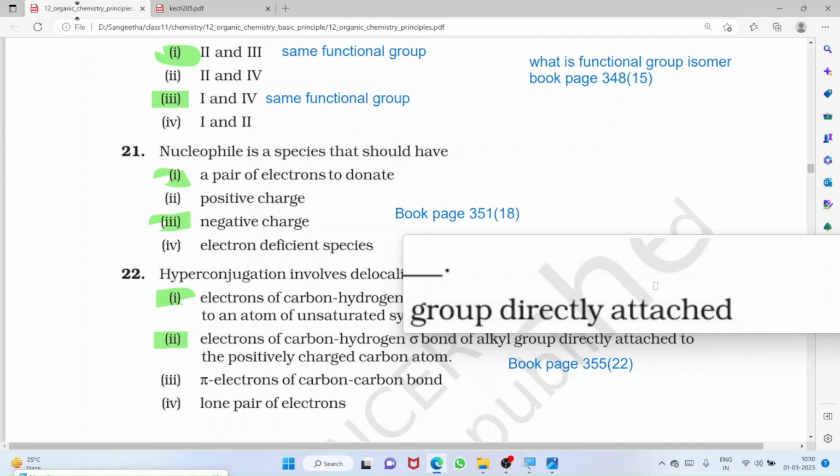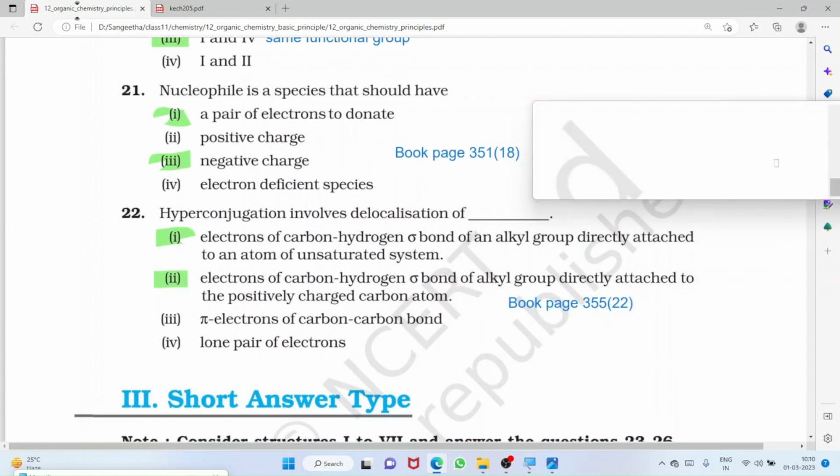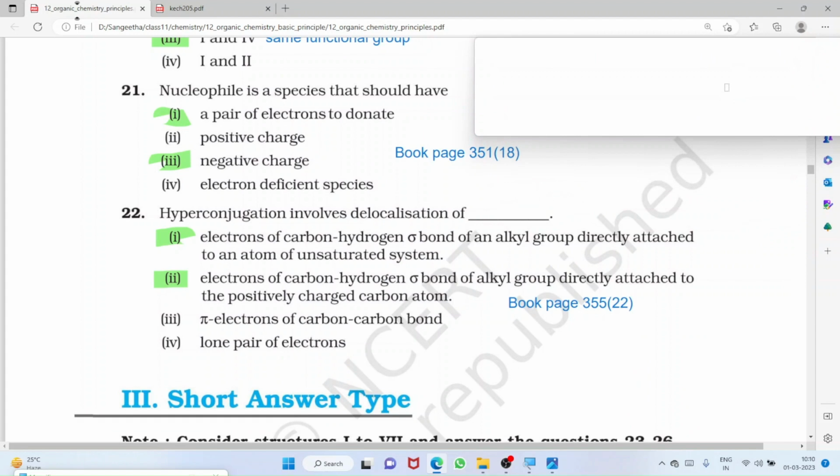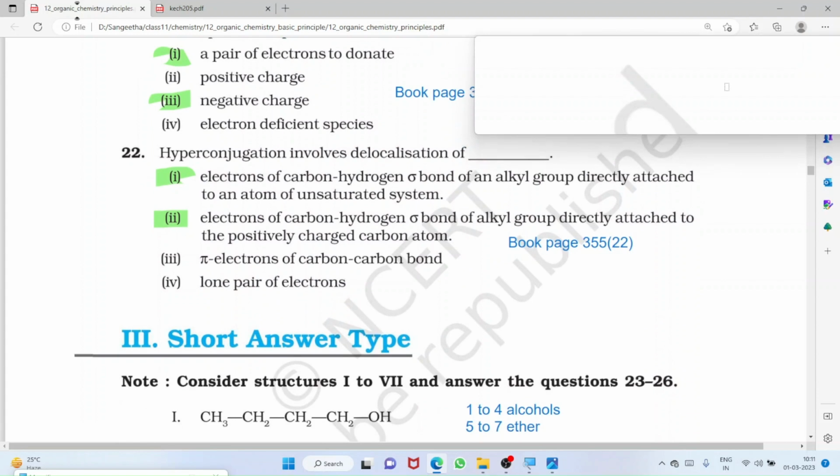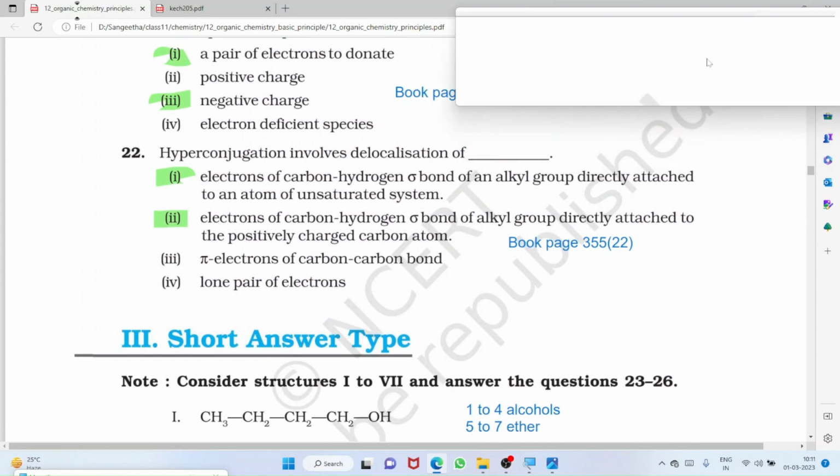A nucleophile is a species that attracts the nucleus, that is, it loves the nucleus. The nucleus is positively charged, so the species which loves the nucleus should have electrons to donate and a negative charge. Hyperconjugation involves the delocalization of electrons of the carbon-hydrogen sigma bond of an alkyl group directly attached to an atom in the unsaturated system. Question 22.